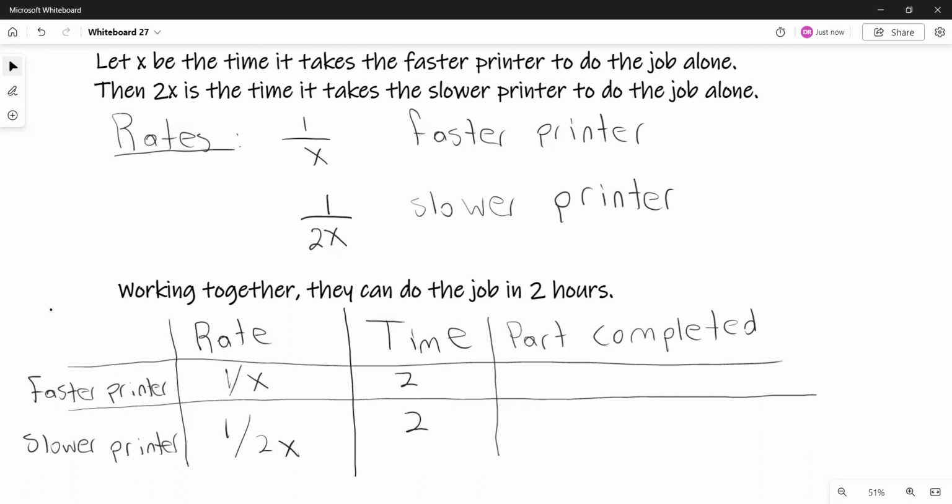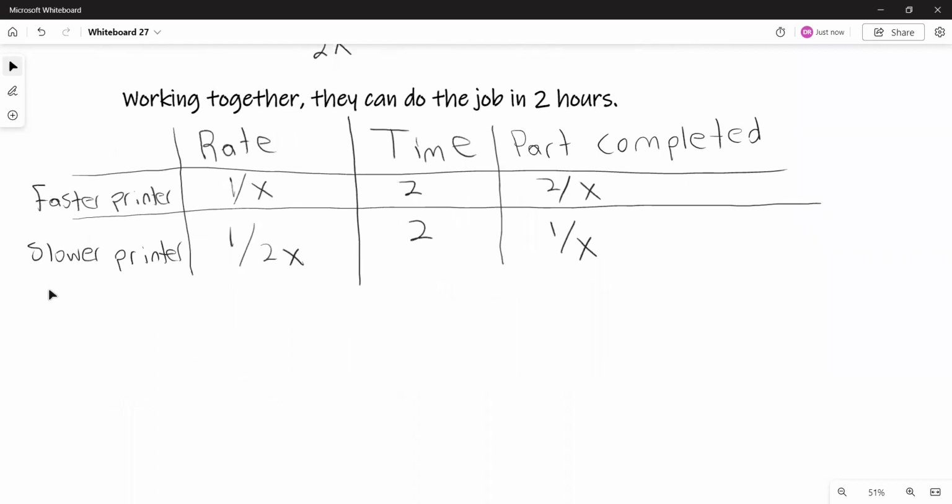So working together, it takes them 2 hours. The part completed is going to be 1 over x times 2, which is 2 over x. And 2 times 1 over 2x is going to be 1 over x. So if they combine efforts, we're going to solve the equation 2 over x plus 1 over x equals 1.